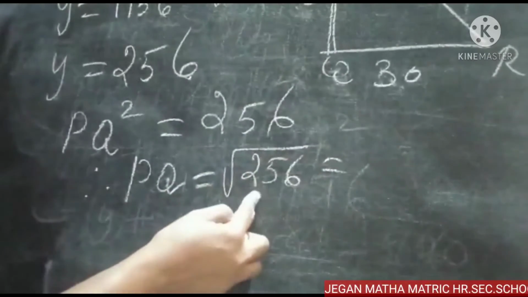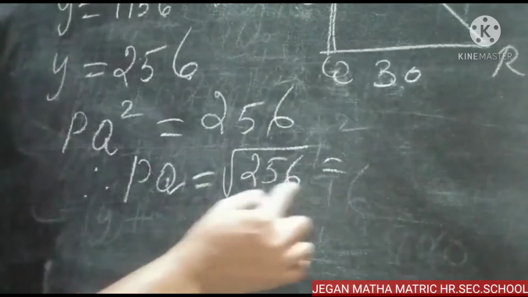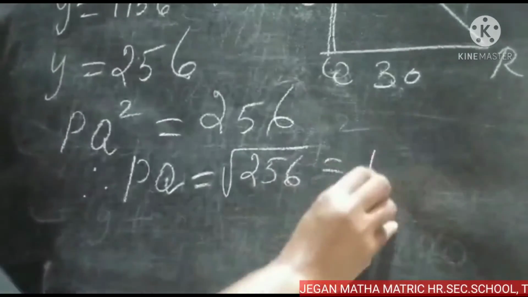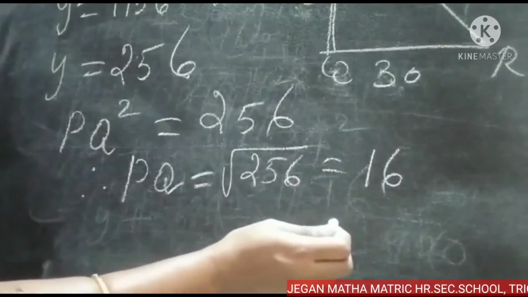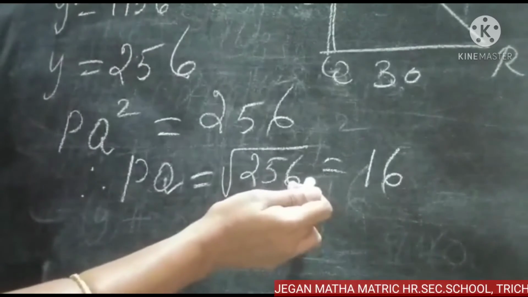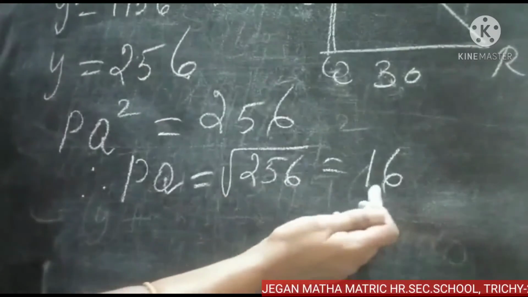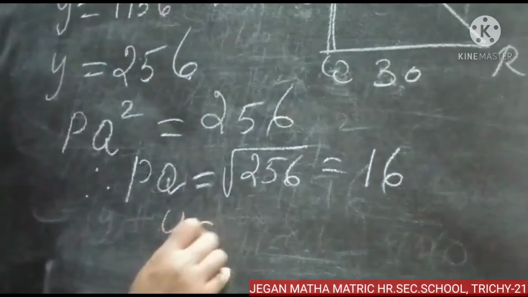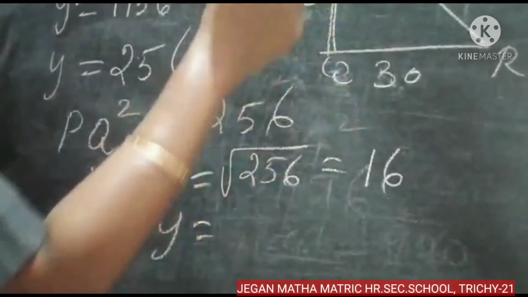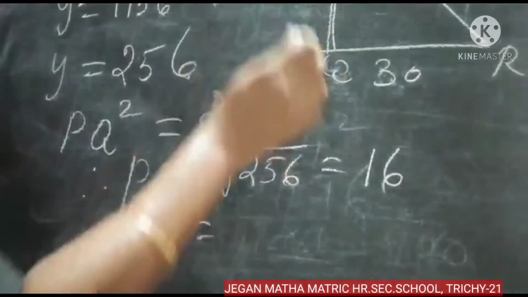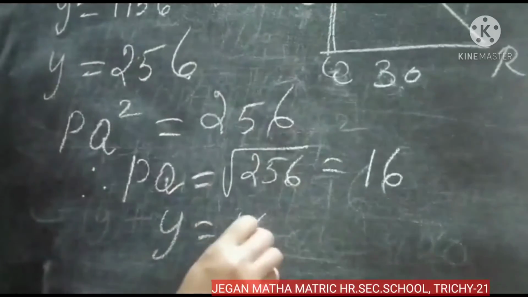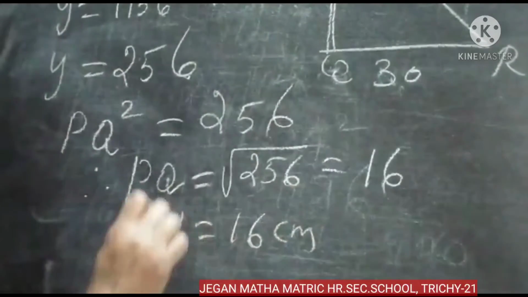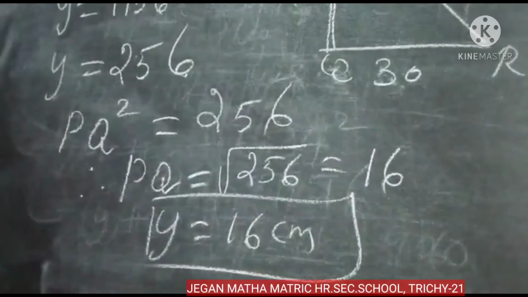By using the prime factorization or long division method, any method you can use, and then find out the answer, which is 16. So square root of 256 equal to 16. So the value of y, the measure of this side PQ, is 16 centimeter. That's all. Is it clear?